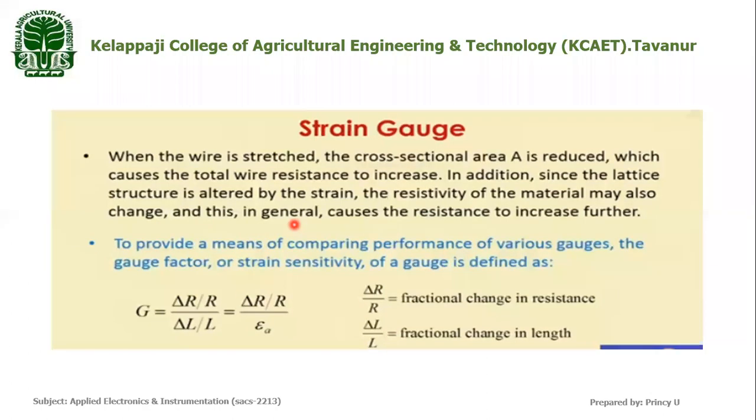Okay. So to provide a means of comparing performance of various gauges, the gauge factor is used. Gauge factor of a strain gauge is the ratio of fractional change in resistance to fractional change in length. Okay. Delta R by R over delta L by L is the gauge factor of a strain gauge. The higher the gauge factor, the higher the sensitivity of that strain gauge.